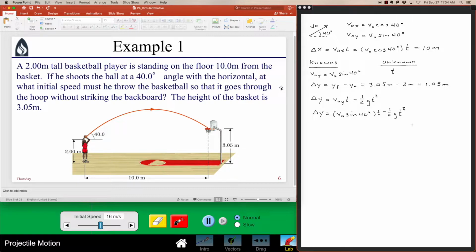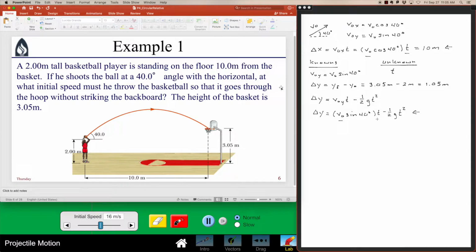Okay, so I know what delta y is. I have my 40-degree angle. I know what g is. I don't know what t is, and I ultimately want to find V naught. So if I look at these two expressions I have, this one for the x direction and this one for the y direction, I see that I have two variables, which are my V naught and t.